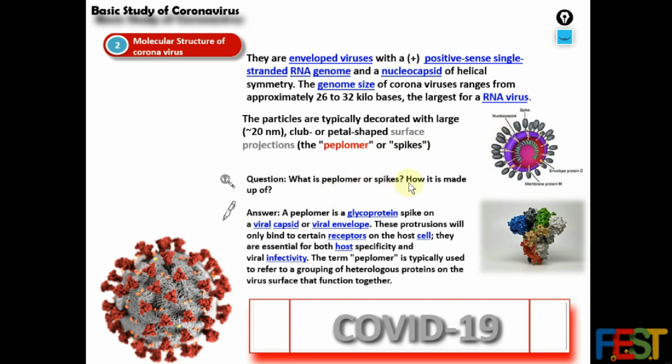What are peplomers or spikes? What are they made up of? A peplomer is a glycoprotein spike on the viral envelope. You can see the picture here. This will only bind to certain receptors on the host cell. They are essential for both host specificity and viral infectivity. The term peplomer is typically used to refer to a grouping of heterologous proteins on the virus surface that function together.